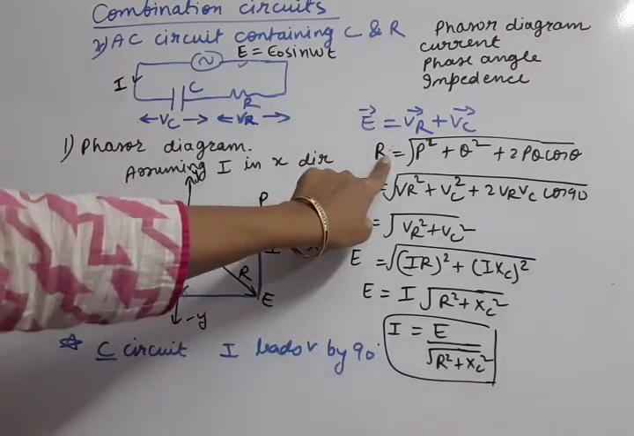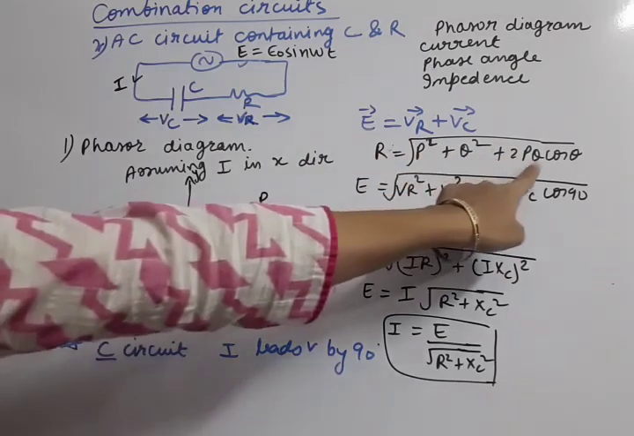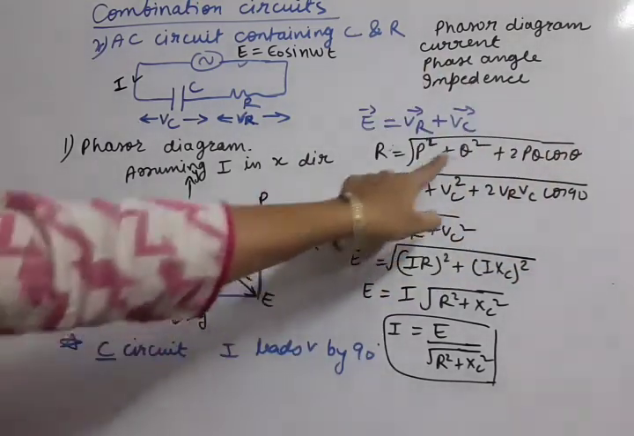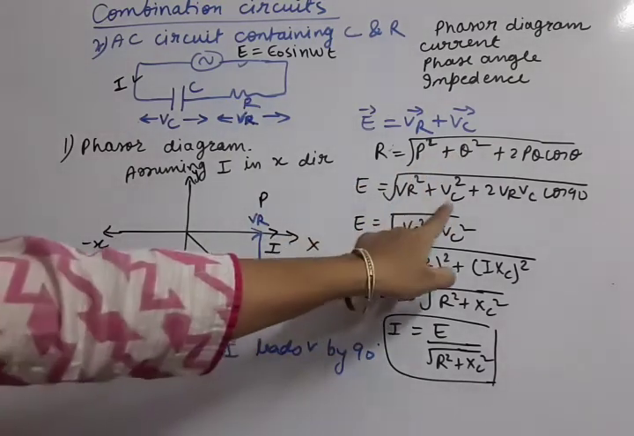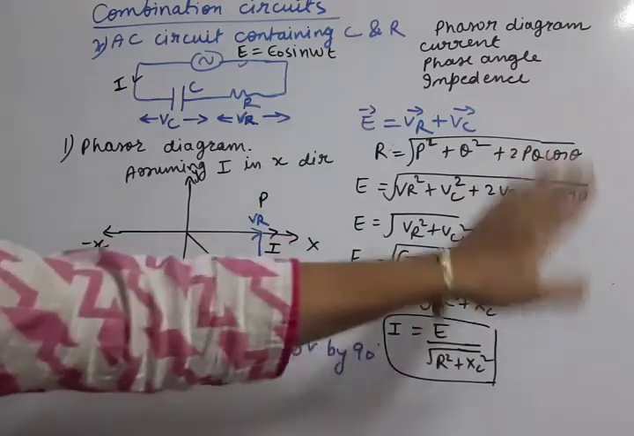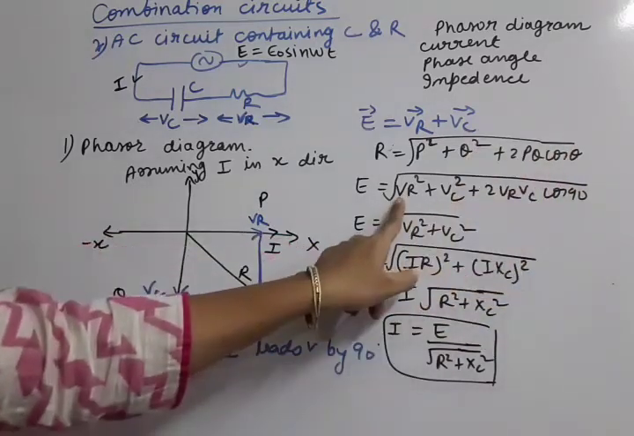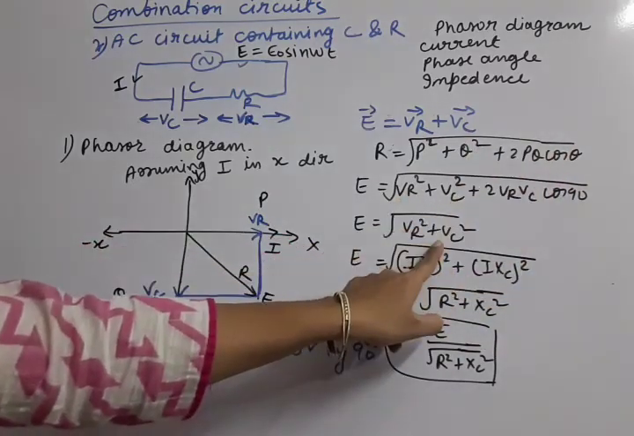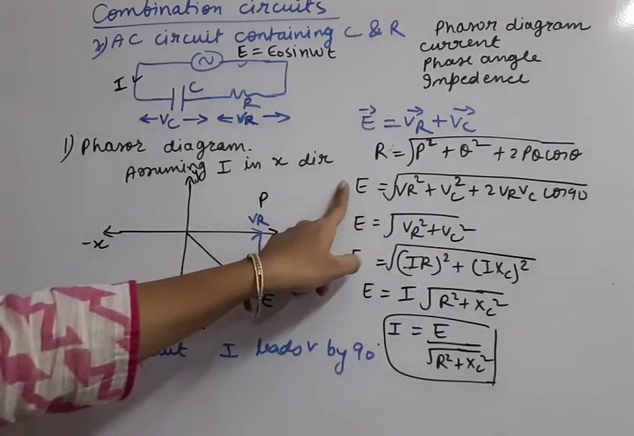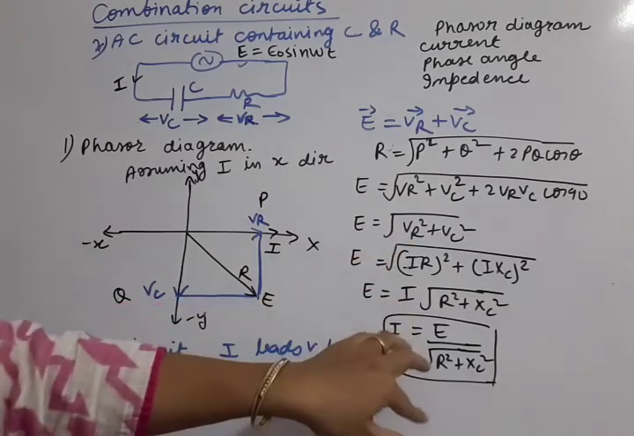Apply the R formula, P, Q, cos theta, all the things. P vector is VR, Q vector is VC, 2 VR VC cos 90, cos 90 is 0, so that term is gone. Only VR square plus VC square is left in the root, and the resultant is E. We will call it E. Now we will convert it to current terms.